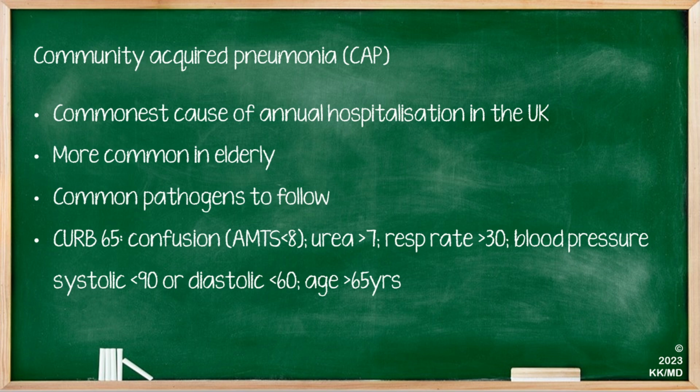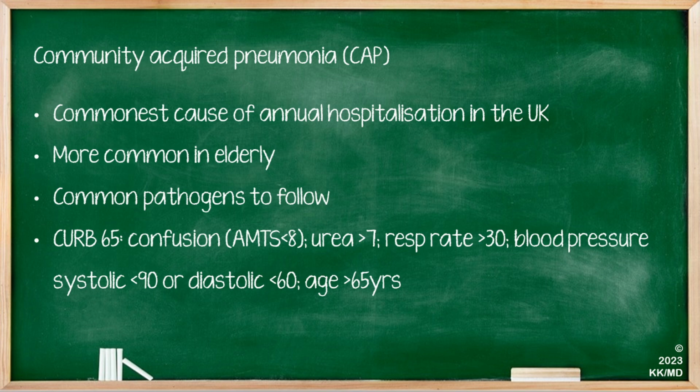Community-acquired pneumonia is the commonest cause of annual hospitalization in the UK amongst adults. It's more common in the elderly and in patients who are immunosuppressed. The common pathogens will be followed in the following slides.